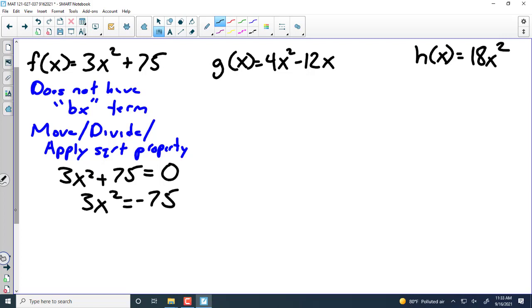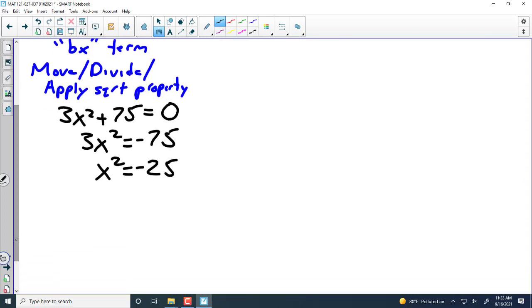This one we're not quite ready to apply the square root property yet. We have to divide by that 3 first. Get the 3 out of there. So we divide both sides by 3. And that gives me x squared equals negative 25. And I'm about to apply the square root property. Who can tell me something about my zeros right now? What kind of zeros am I going to have? Imaginary. They're going to be imaginary because I have a negative 25 over here.